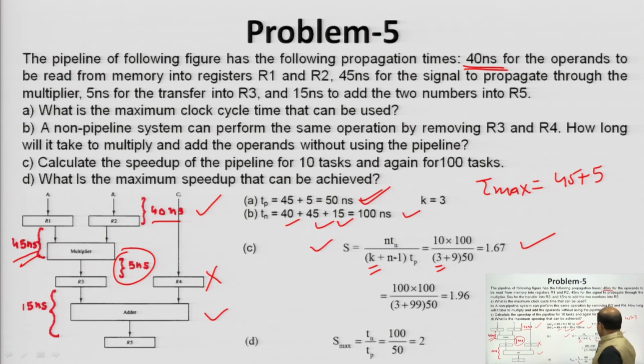So, you may ask how this k value comes as 3. This way we can understand, and for 100 tasks it comes as 1.96. And in part D, what is the maximum speed up that can be achieved? Like we have done in the previous case, S max equals Tn upon Tp, that is 100 upon 50. So, it comes as 2.